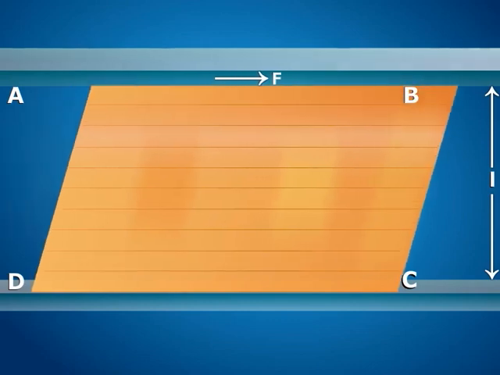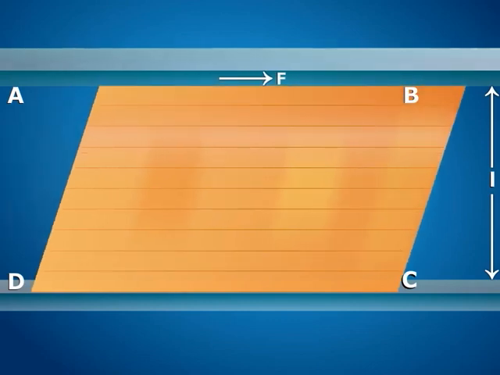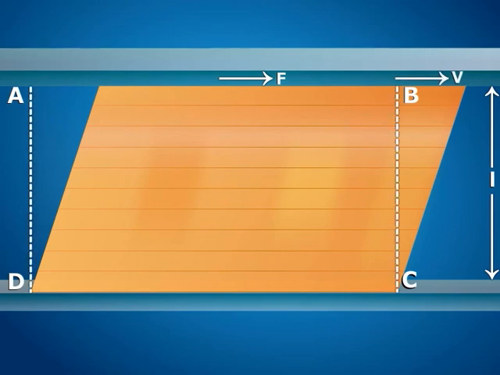Let ABCD be the initial portion of the liquid between two parallel glass plates and L be the thickness of the liquid. Let A be the area of the liquid in contact with the glass plate and F be the tangential force applied to move the upper plate with a constant velocity v. When we apply force to move the upper plate, the liquid takes the shape of EGCD. Here, AE is equal to delta X, which is equal to v delta T.